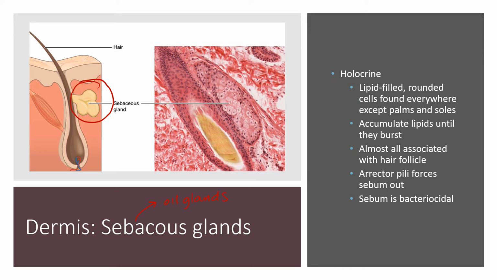You can see right here, there's the oil glands, and then this is part of a hair follicle, and you can even see some of the hair right here. Okay. What these do is you have cells that will accumulate lipids basically until they burst, and then the whole cell and all the oil that it's accumulated, all the cellular debris, all get excreted.